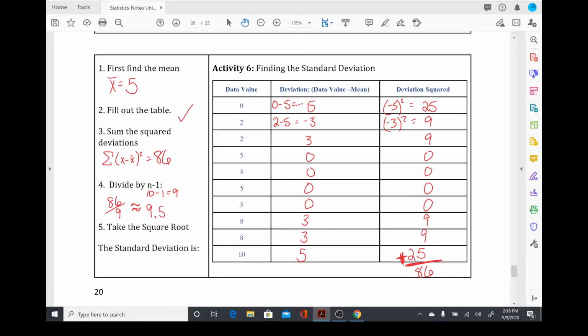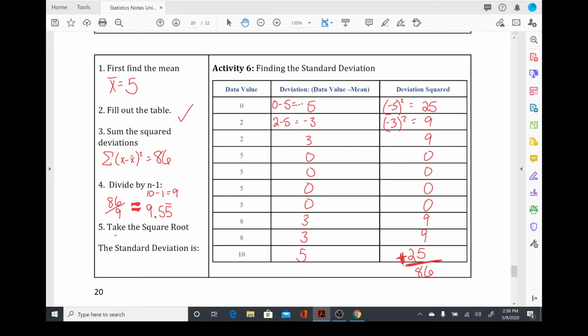9.5. Well, I guess I don't have to round. I could put a line over it. Make that an equal sign. Then we will take the square root of that number.